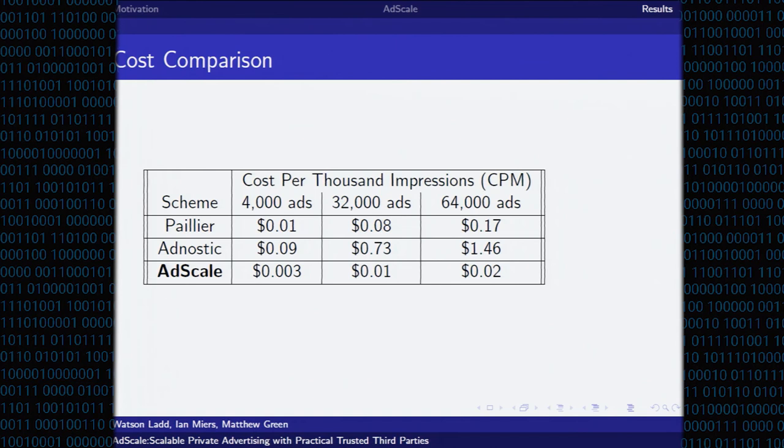So are both the costs and the sizes linear, or do you get benefits as you get more and more ads there? So the answer is that for the two first schemes, Paillier and Agnostic, they're very close to linear. For AdScale, it's a linear term plus a logarithmic term. So it acts like a log plus a linear. And the log is initially much bigger.